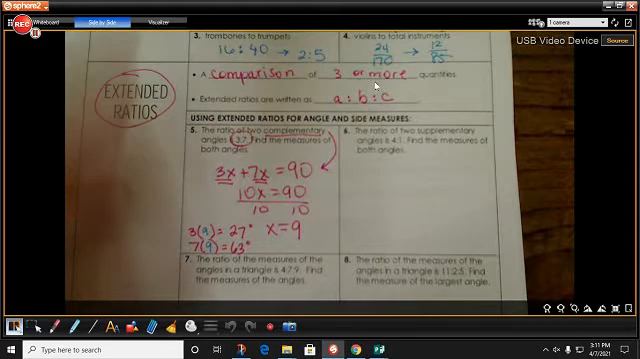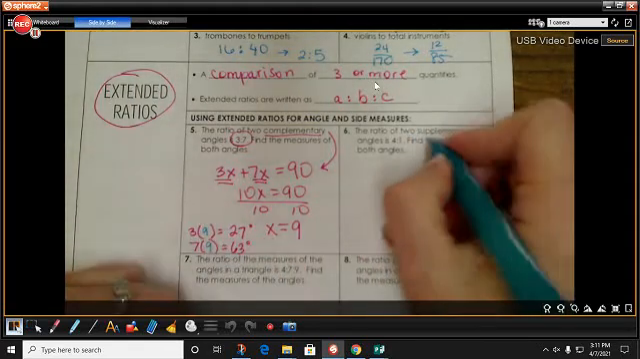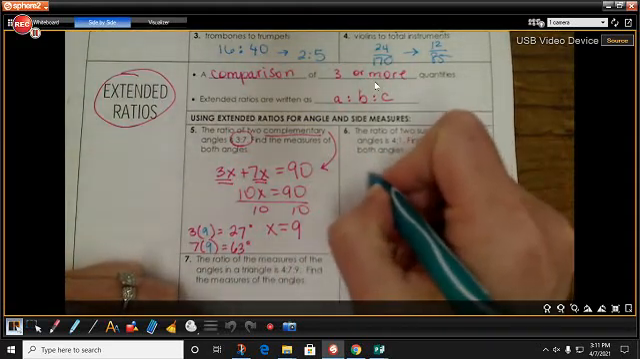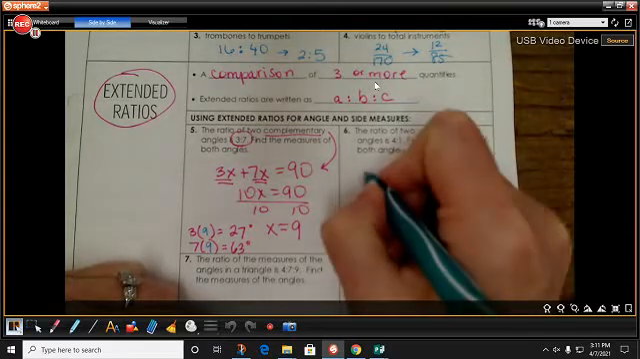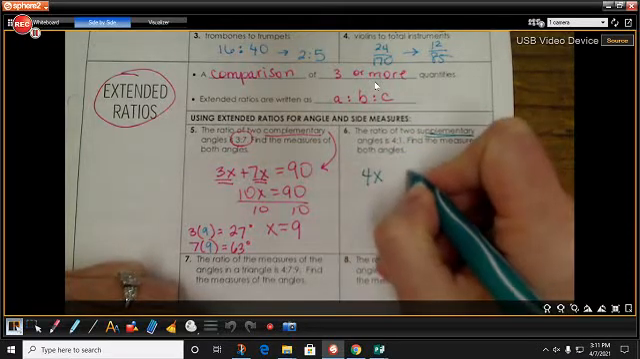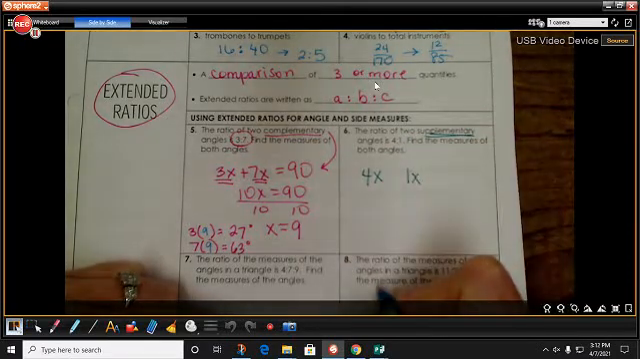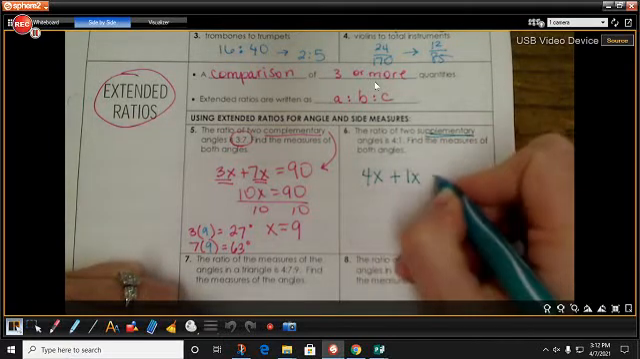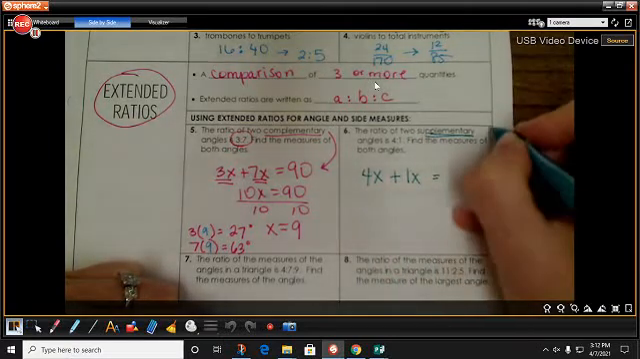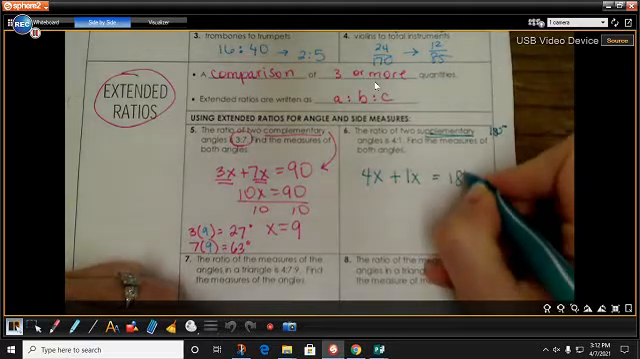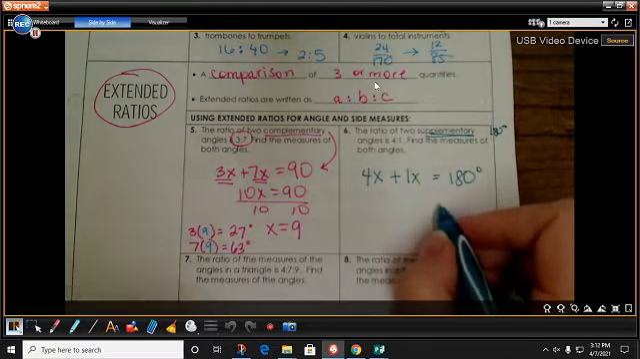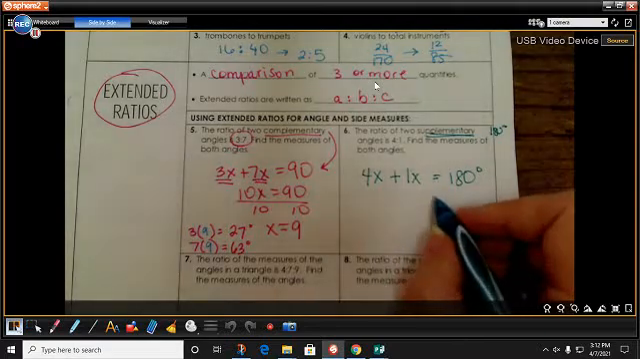Using that same concept, here I have the ratio of two supplementary angles is 4:1. So that means there's some number that 4 of them gets compared to 1 of them. And that together, these two amounts is going to add up to supplementary, which is 180 degrees. So together, these add up to 180. So let's find both of these angles now.